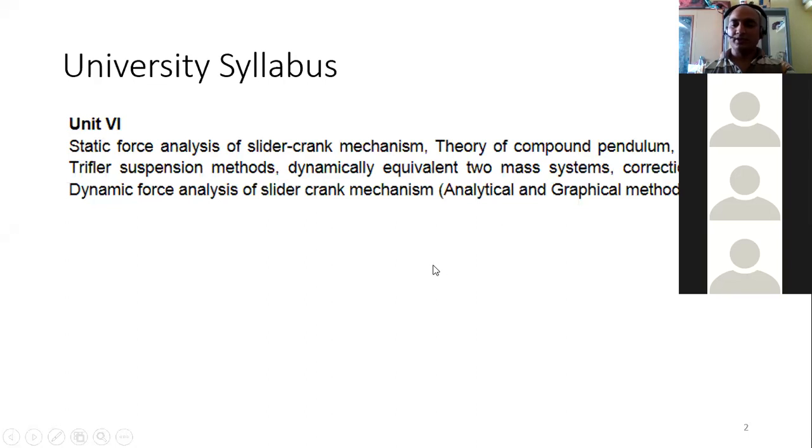Okay, so actually I had given one government examination in that only the names of forces were asked which act in the dynamic force analysis. So that question was there in the examination. So therefore, from that point of view also, you must take it very carefully. Which kind of forces are there? What is the direction of those forces?